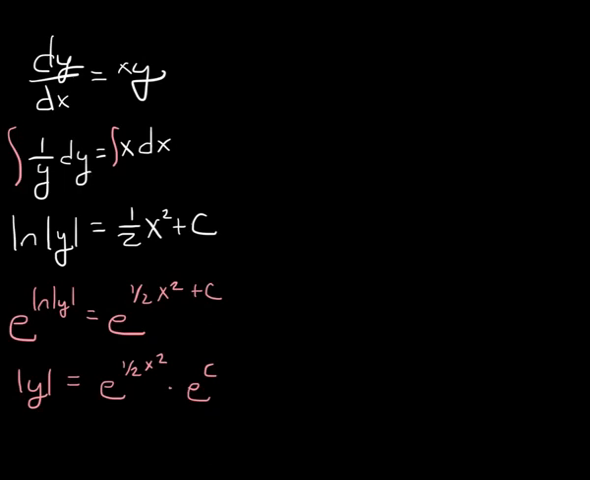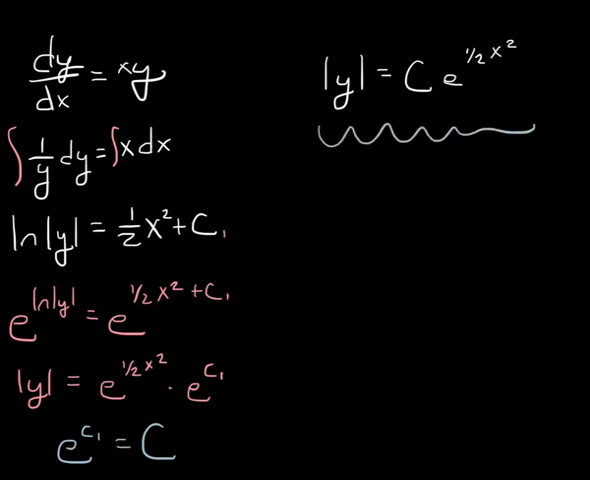So what I'm going to do is back up, and call these my c1s, and I'm going to say that e to the c1 is my c, so that we can rewrite our solution as the absolute value of y is equal to c e to the 1/2 x squared. And without an initial condition, this is as simplified as we can get.